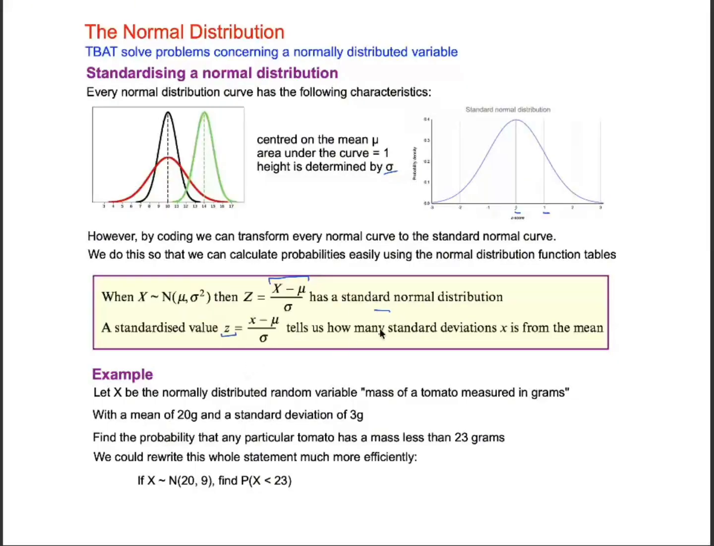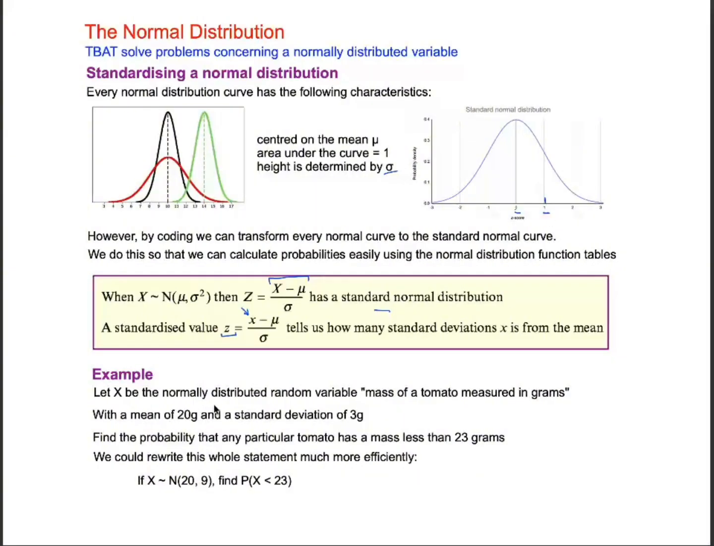And what that standard value, that z value, will tell us is how many standard deviations x is away from the mean. So if it's 1 standard deviation away from the mean, then in your standard normal distribution, your z value will be 1. Let's take an example.